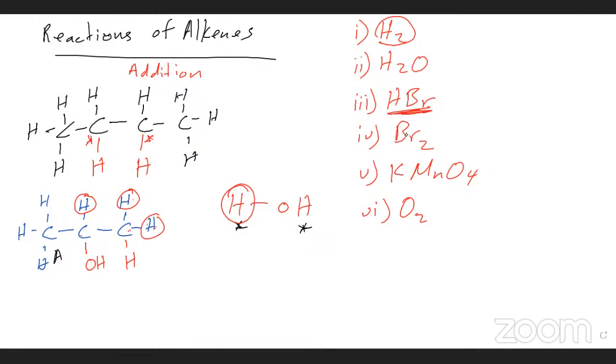And next, now we're going to add HBr. What's the name of this alkene? Ethene. Right. No, we're going to add HBr. Before I do ethene, let's do propene again.